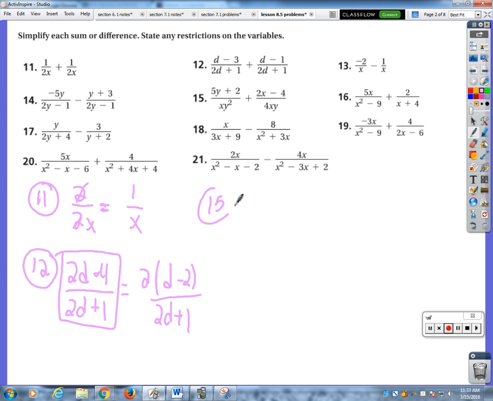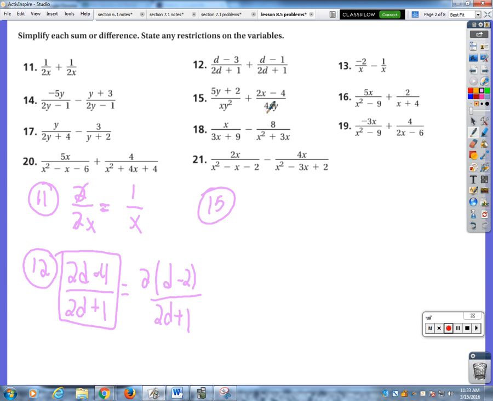Let's take a look at number 15, shall we? Because here's where things start to get a little bit tricky. So for number 15, I have an xy squared on the bottom of this fraction, and I have a 4xy on the bottom of this fraction. What's my common denominator going to be? I need to have everything that was there in both denominators.